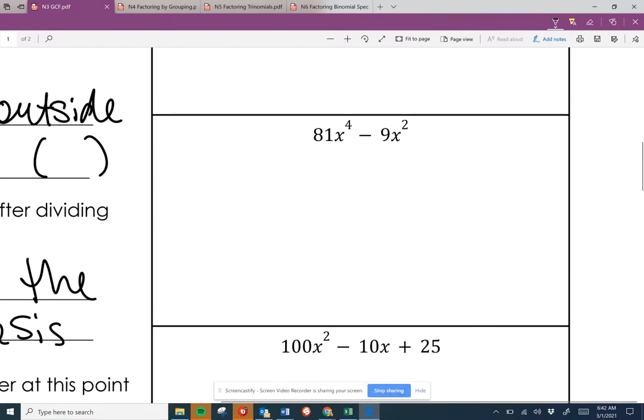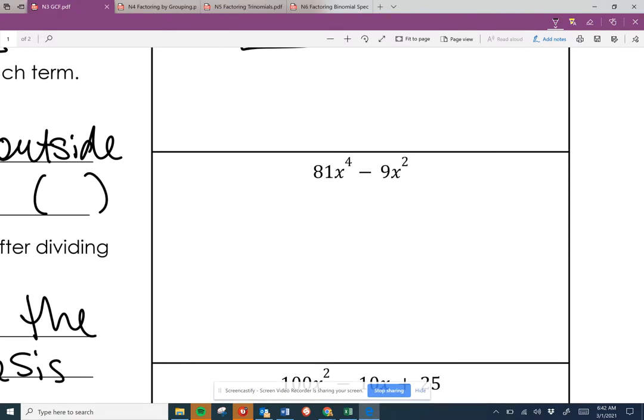Okay, then for another example, you can see here that we have several x's that can be taken out, okay? So since this one is x to the fourth and this one is x squared, we're going to be able to factor an x squared out of both of those factors.